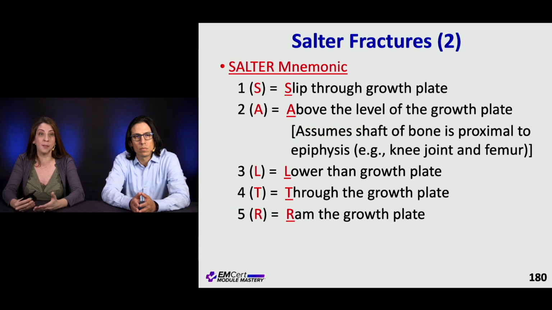So here, S, that's the first one, that's a slip through the growth plate. The second one is A for above the level of the growth plate. The third one, this is L, this is lower than the growth plate. The fourth one is T through the growth plate. And the fifth one, that rams the growth plate, so this is a crush injury.